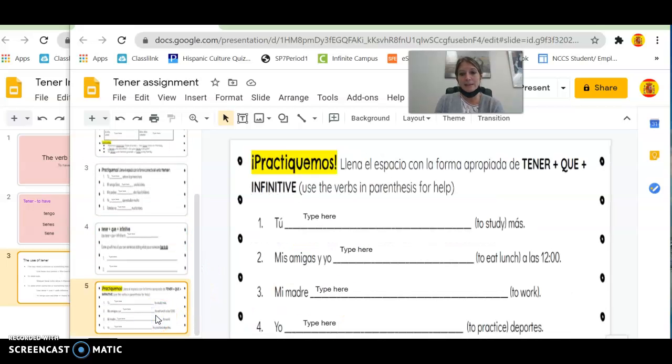Then your very last slide is for you to go as prescribed here. So I'll type this first one in to show you. I'm going to think about my tú form of tener. My tú form of tener is tienes. I'll make a space. I'll type que, just because that's the way to do it. Then I'll look over here, the verb to study. The verb to study is estudiar. I'm going to leave it in its original form. Form of tener plus que plus infinitive. Tú tienes que estudiar. That's your assignment for today.